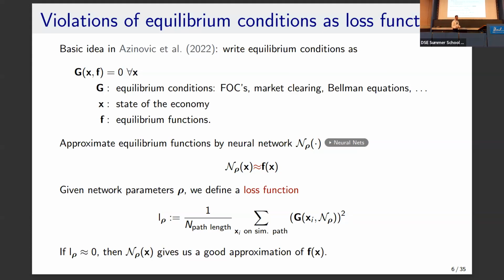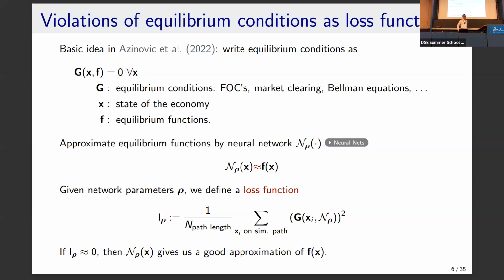The key insight here is that even though we don't know the true f, we can still write down a cost function which tells us how good our approximation is. Because we know that for the true equilibrium functions, these conditions G have to evaluate to 0. We can plug in the neural network there, see how far we are from 0, and how we have to change the neural network to get this closer to 0. And that's how we proceed.